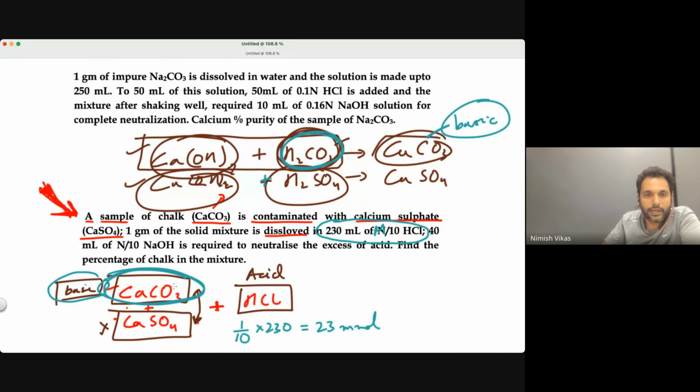Okay. So it can directly give me the answer of how much calcium carbonate was there, because I have the reaction. I will just balance it and I know it. But then comes the twister. What is the twister? 40 ml of 1 by 10 NaOH is required to neutralize the excess acid. Meaning to say, 23 millimoles is not the right number at all. It is excess. Are you getting the point, guys?